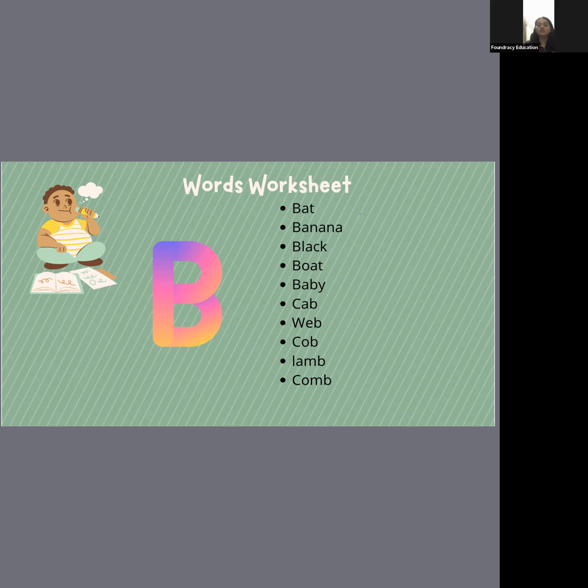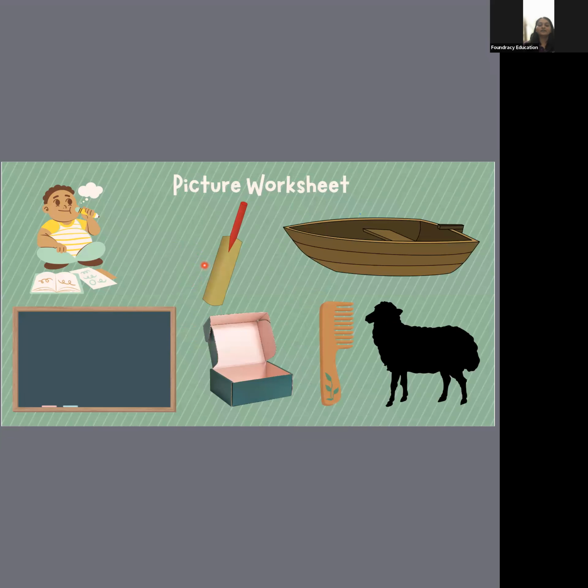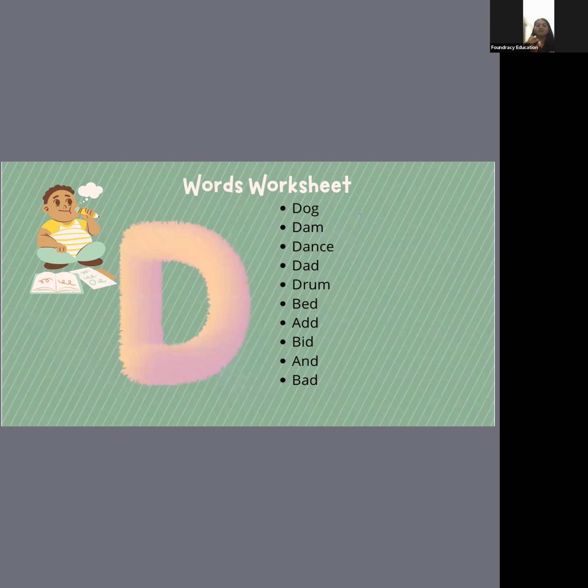And then show them this letter. The letter is b. Again, we have a picture worksheet. So this is b at bat. This is b oat boat. This is b ox box. Now this is b oard board. This is comb, and this is lamb. With the help of these pictures, we are letting kids identify that the b sound is coming somewhere, and with the help of blending and segmenting, we are helping them place b in the words.